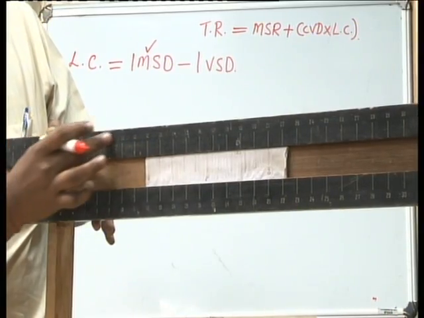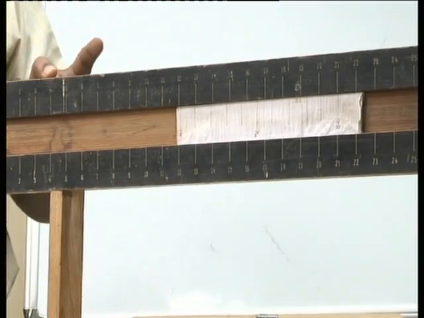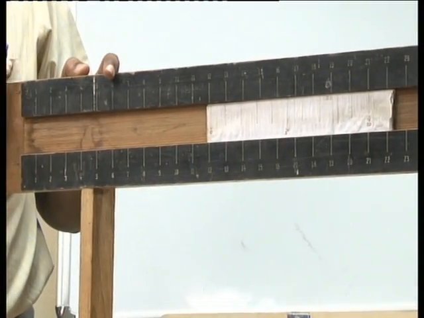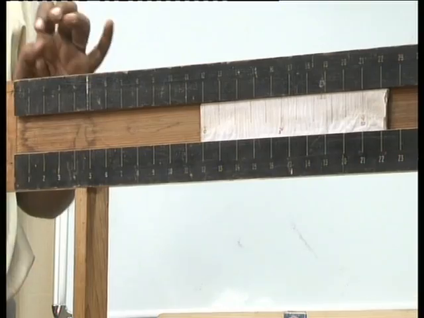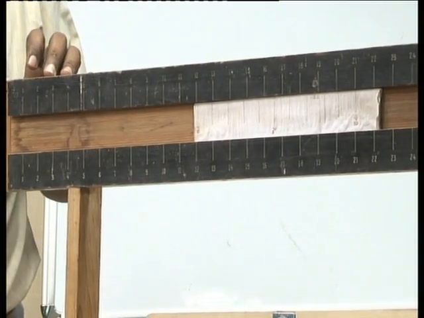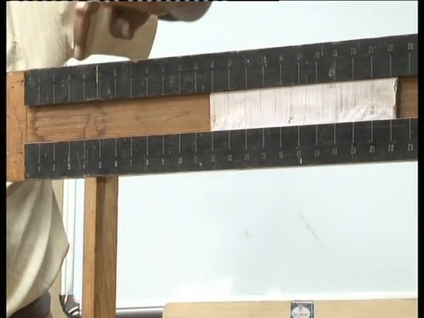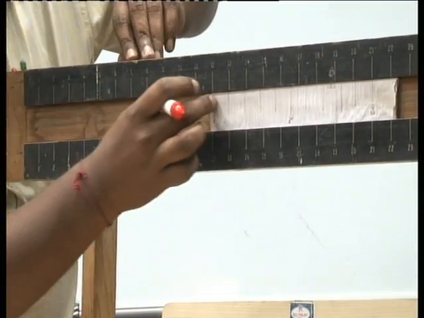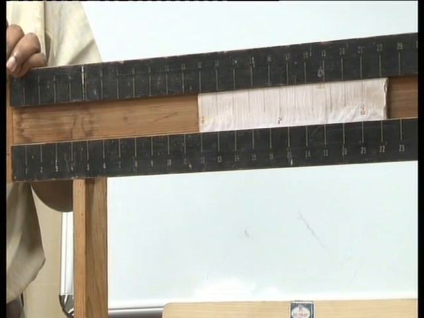So this is the model of a vernier. Please concentrate. This is your main scale. This is the vernier scale. This main scale is graduated in centimeter or millimeter. Please note that this is simply a model of a vernier scale, but not the actual vernier. Then this is the main scale, this is the vernier scale. The main scale, as I explained in the original instrument, is graduated in centimeter, and here also you can imagine it is graduated in centimeter. Then what about this vernier scale? Simply divisions are marked.